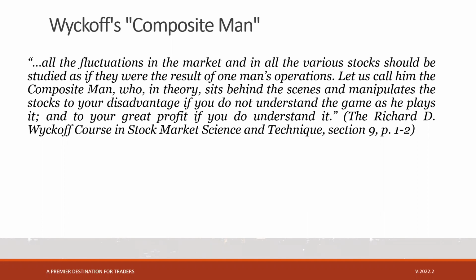So you can think of the composite man as the large institutions, at least the ones with the largest volume and the most liquidity in that particular market. For example, the institution with the largest volume in EURUSD might not be the same in gold or in AUDCAD. In each of those different instruments, there might be a different composite man.